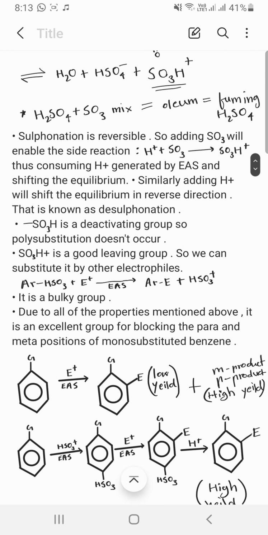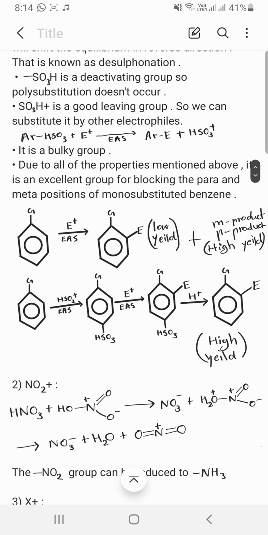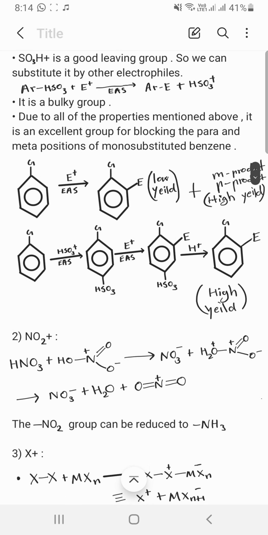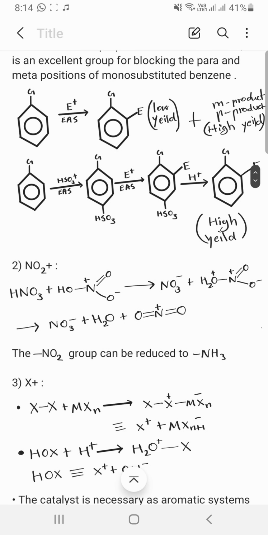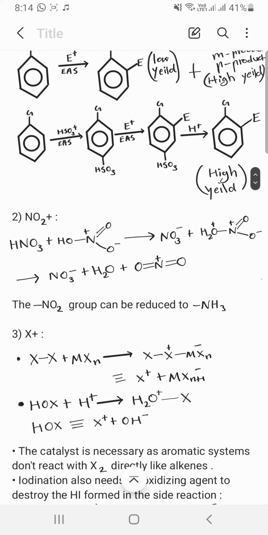So polysubstitution doesn't occur. It's used as a good blocking reagent because it's like bulky and it has affinity for para position, and it will attach over there, and then you can do some other stuff that will put things on ortho position. So yeah, it's good.